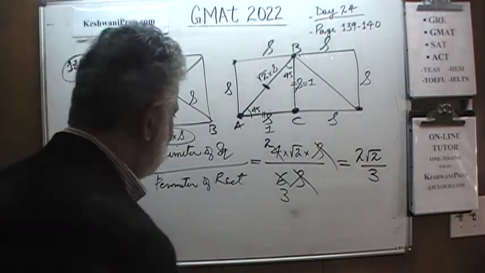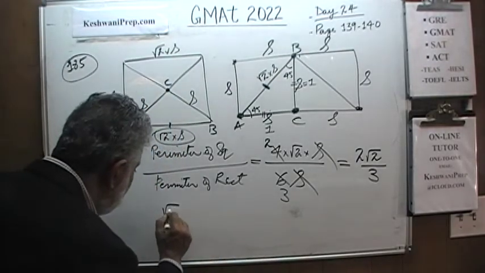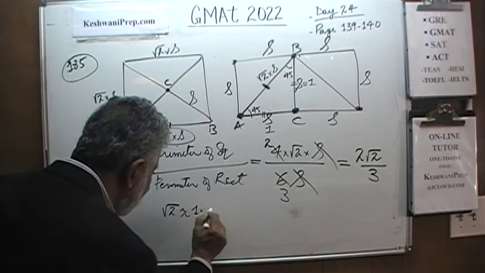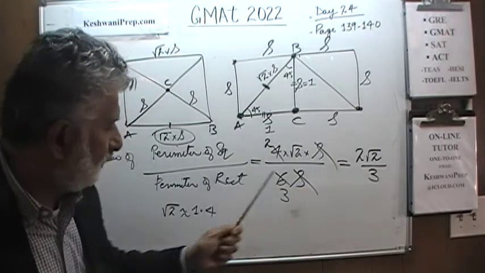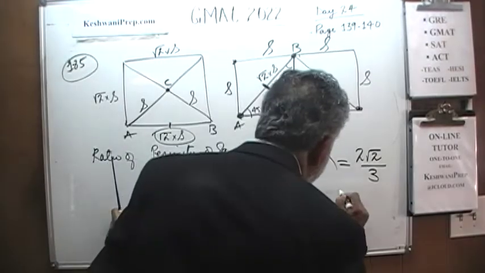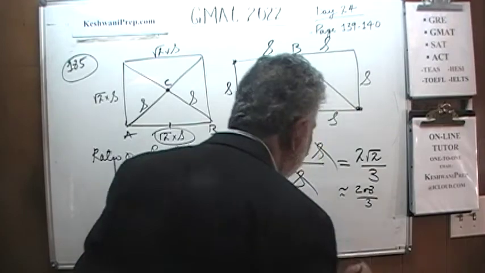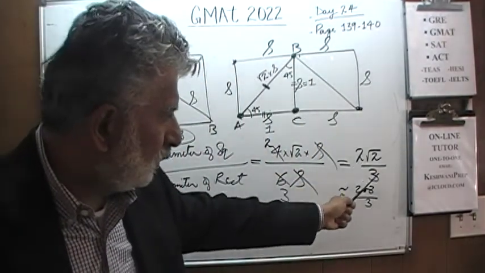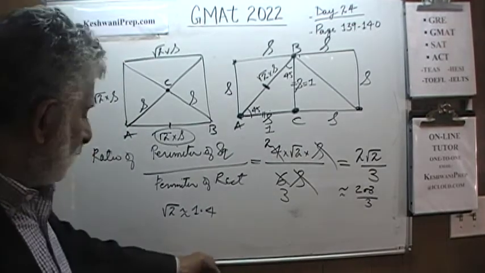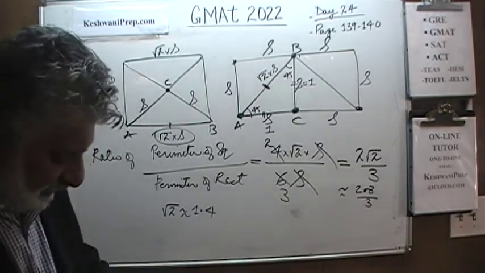Root 2, this part is not necessary for the exam, you understand? Root 2 is approximately 1.4. 2 times root 2 is going to be approximately 2.8 over 3. As you can see, the ratio is not 1 to 1. Anyway, that's the answer: 2 root 2 divided by 3. That was number 185. That's the very last problem on the page.